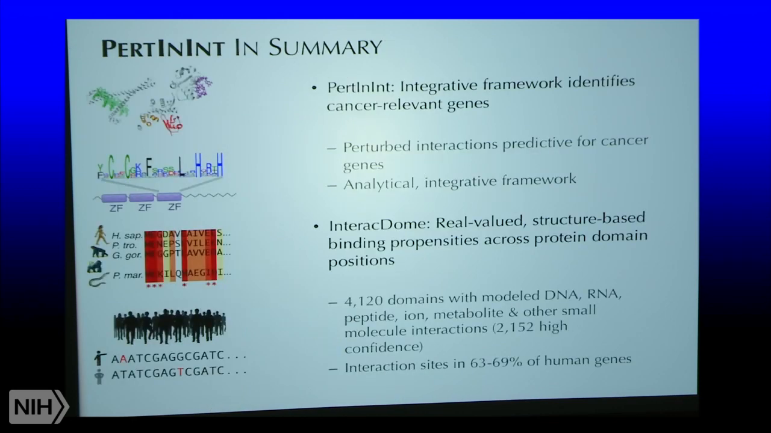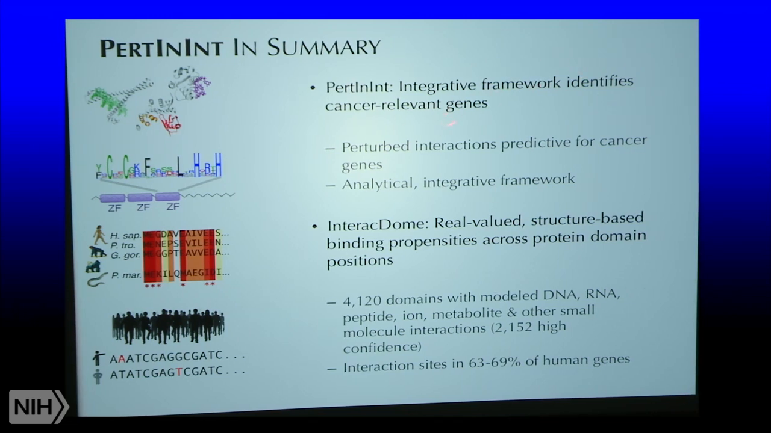Okay, so what I've told you about in the first half of my talk is Pertinent, which is this integrative framework for identifying cancer-relevant genes that uses structures, domains, cross-genomic information, as well as population information. And what I showed you, I hope, is that these perturbed interactions are predictive of cancer genes and can be used in these larger integrative frameworks. As part of the development of this project, we also developed this resource, the Interactome, which may have applicability for interpreting mutations that you see in many other disease types as well, because it allows you to see where mutations are hitting interaction sites. And as I mentioned, we get coverage from between 63 and 69% of human genes.